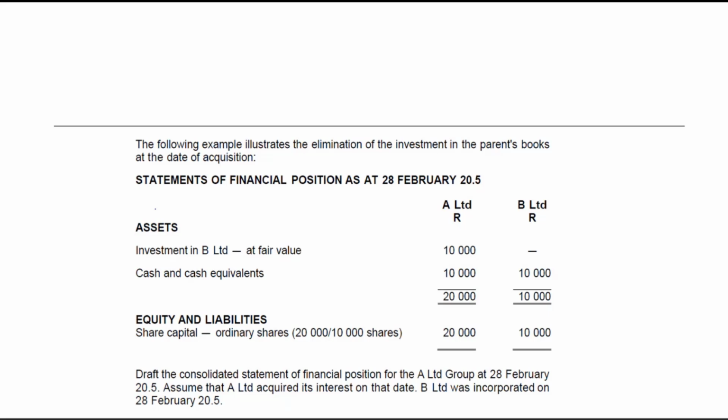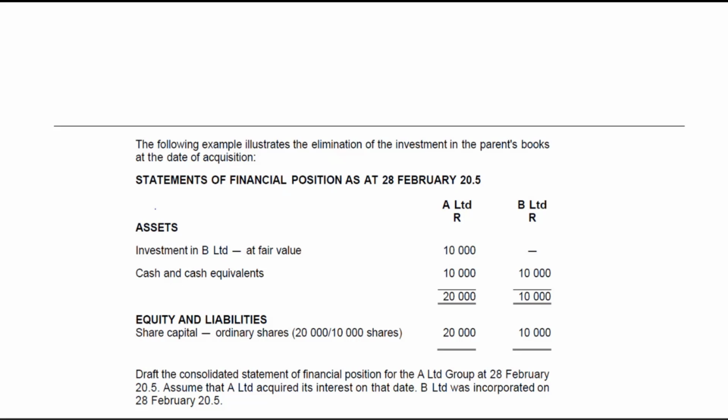Why is it at fair value? It's at fair value because when I acquire an investment, per IFRS 9, it's a financial instrument, and we must measure financial instruments at fair value. Don't worry about it. We'll do it later, in the next 3 or 4 weeks. Investment in B Limited at fair value, according to A being the parent company, is 10,000. B doesn't have any investment, so B is 0. Then we have cash and cash equivalents: 10,000 in the parent company, 10,000 in the subsidiary company. So total cash is 20,000 for the parent company and 10,000 for the subsidiary.